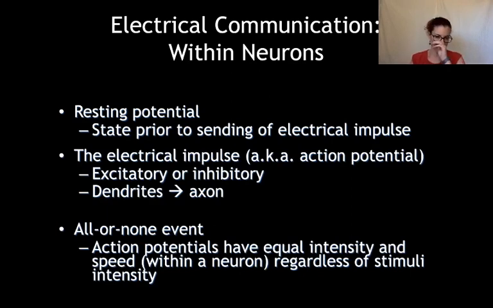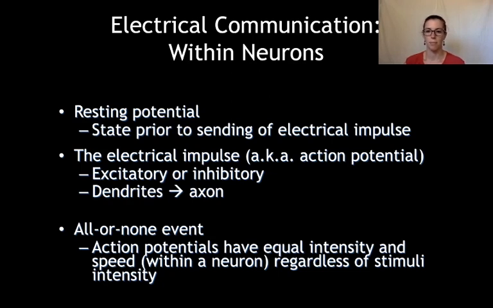Resting potential is when a neuron is just hanging out, sitting there. The electrical signal is called an action potential. You guys have probably heard of this before, but the action potential is that electrical impulse that fires down the axon. Okay, an action potential is all or none. So action potentials have equal intensity and speed regardless of stimuli intensity.